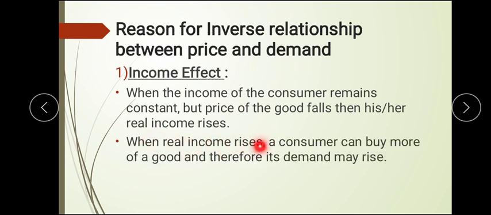Second, when real income rises, the consumer can buy more of a good. I was talking about this. When my income is stable and the price has fallen, why should I consume the same quantity? I can consume more because I am able to purchase it. So at that time they will buy more of the same goods. Like we can see nowadays, it is the summer season and mango season is going on.